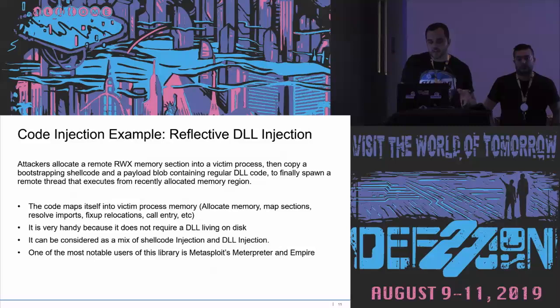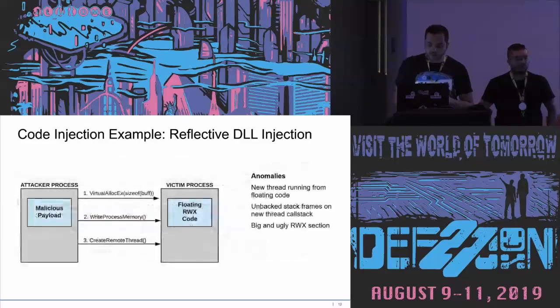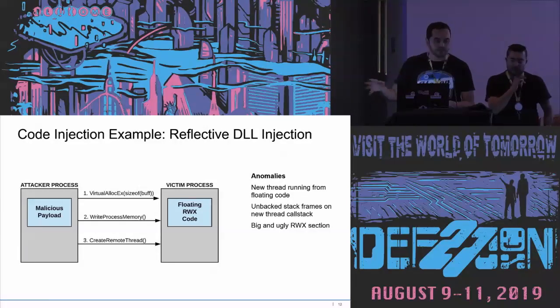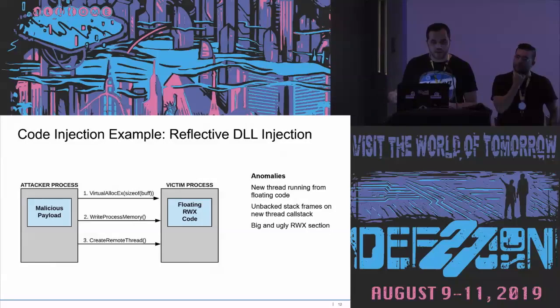But the idea is that once you get that blob of data into the context of the attacking process, you will write it into the victim process. You will first allocate a big chunk of read, write, execute memory in the context of the remote process. Then you will write the data down into the remote process, and then you will spawn a new thread that will run out of that floating read, write, execute code.